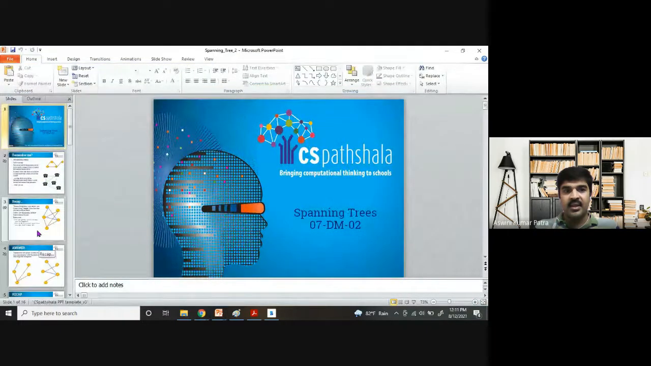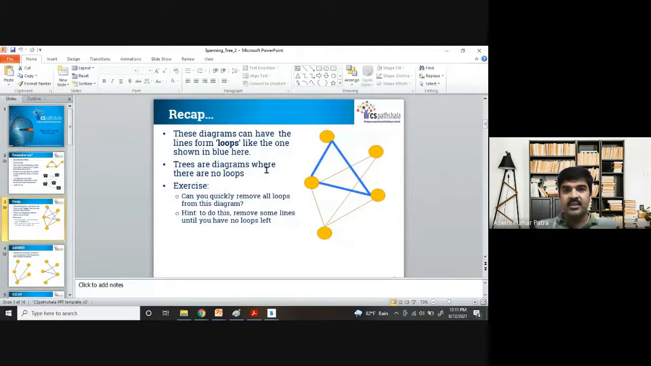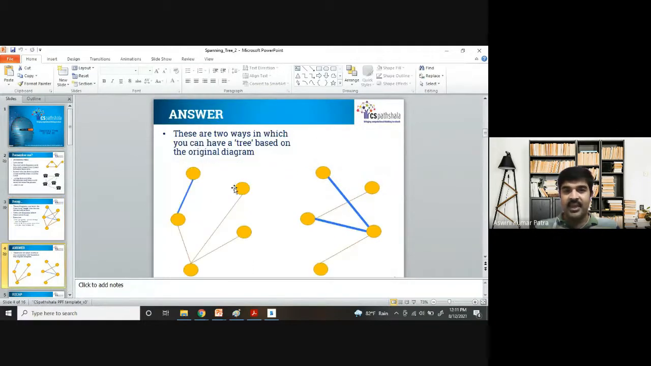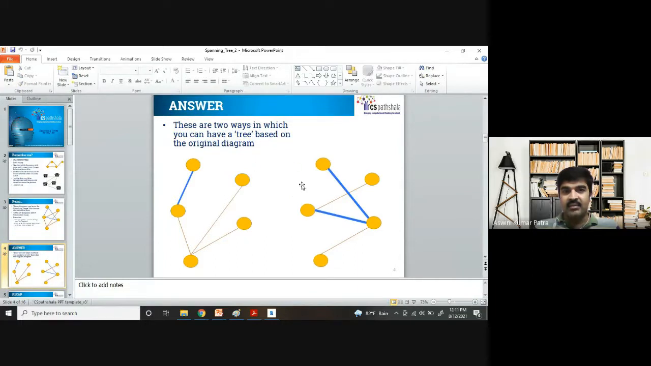This is the recap: we have a graph with this structure, and we can have spanning trees like this. Again, I redefine a spanning tree as a tree where no dot is left out. So if every dot is considered a city, I can visit all the cities covering the roads.